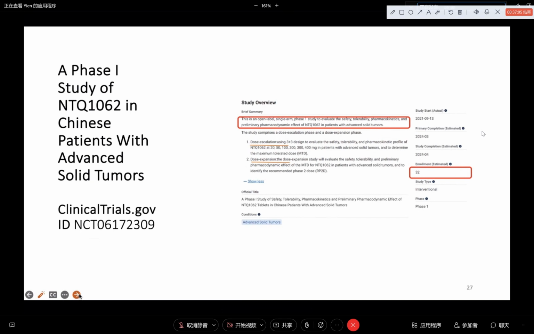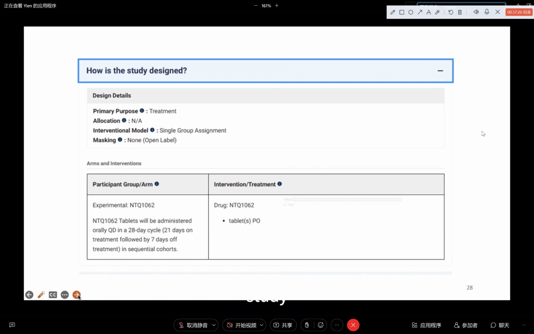It was a small number of patients, but it's phase 1, so it's acceptable. They started in 2021 and will finish in 2024. As Yin she mentioned, we have dose escalation, which means there is expansion during the time of conducting the study. Yes, this is how the study is designed.